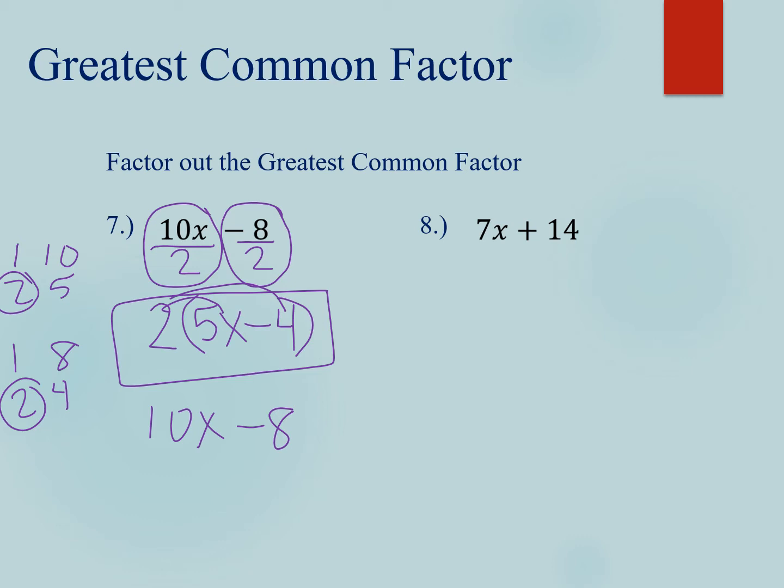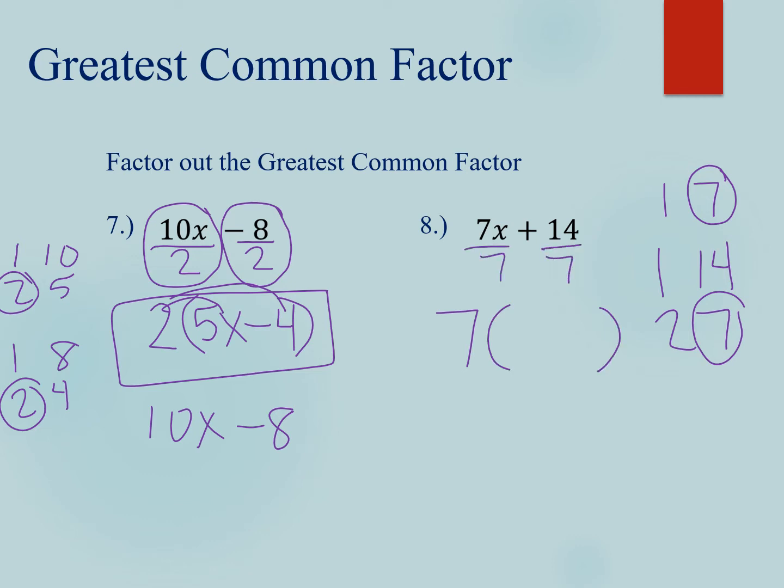Okay? Looking at number 8 there, the factors of 7, 1 and 7, the factors of 14, 1 and 14, and 2 and 7. So 7 is that greatest common factor that they have. So I'm going to write that down, start my parentheses there, and then I'm going to divide each term by 7. So the first one, 7x divided by 7. Well, 7 divided by 7 is 1. I'm not going to write it, but then I still have my x. Okay, and then plus 14 divided by 7 is 2. And again, if I were to distribute that, I would get back to the original problem. So that is my final answer.